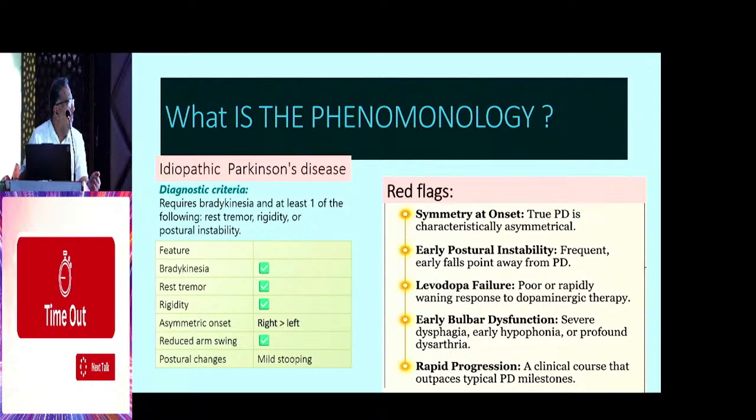Idiopathic Parkinson disease requires bradykinesia plus at least one of the following: rest tremor, rigidity or postural instability, with asymmetric onset, reduced arm swing and postural changes. Red flag if symmetric, then consider an alternative diagnosis. Early postural instability or falls, then consider an alternative diagnosis. If there is no levodopa response, that means PSP or another Parkinson-plus syndrome. Early bulbar dysfunction like dysphagia makes PSP or MSA possible.